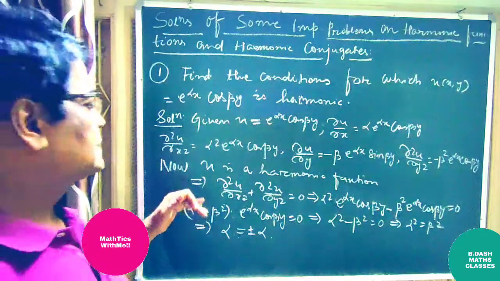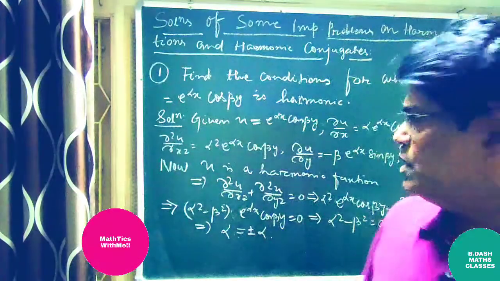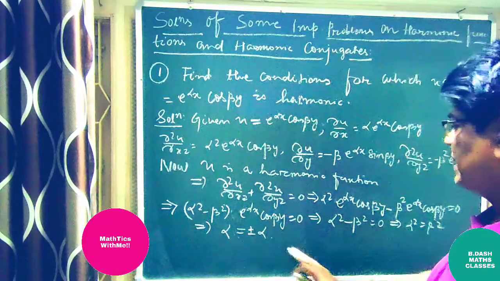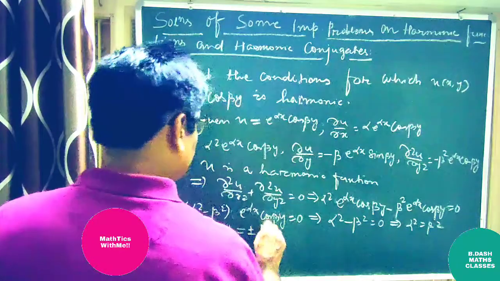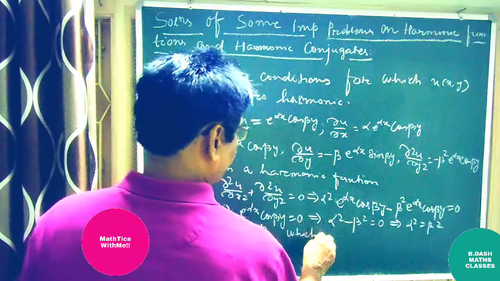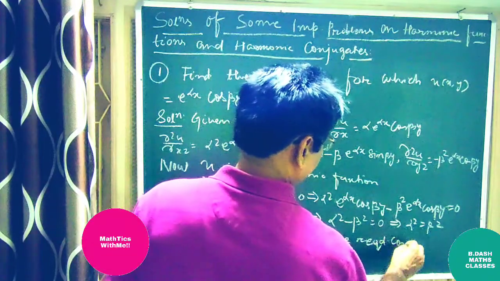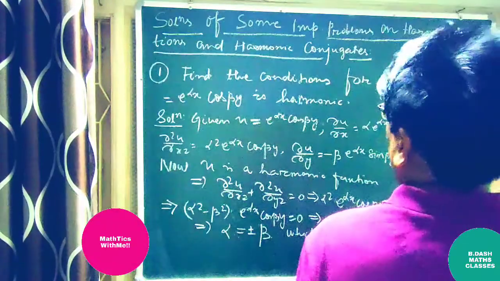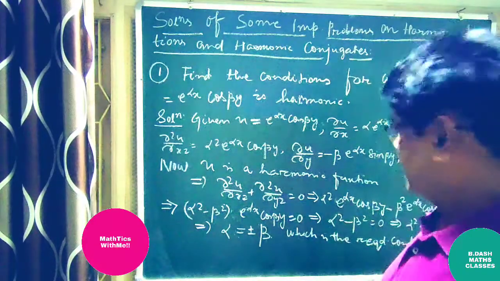So the function is harmonic if del square u by del x square plus del square u by del y square is equal to 0. And we are putting the values of del square u by del x square and del square u by del y square, and by making it 0 we are getting alpha is equal to plus minus beta, which is the required condition. So we are getting the condition. Now our first problem is solved. Let us proceed to solve the second problem.